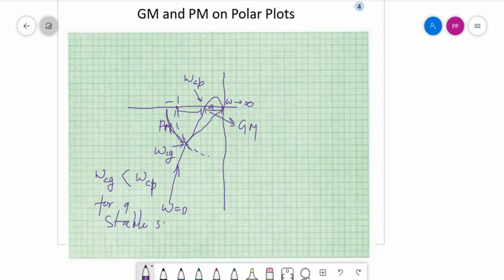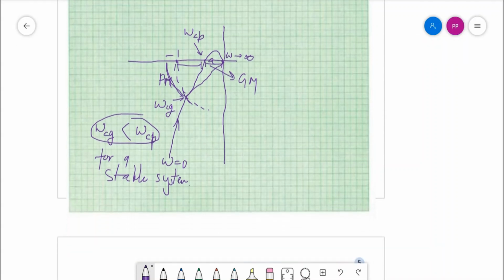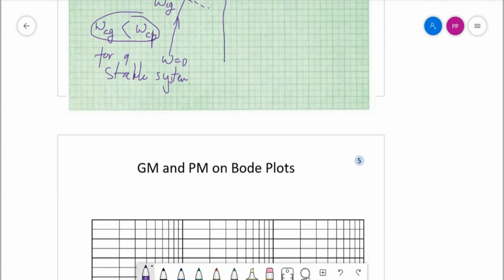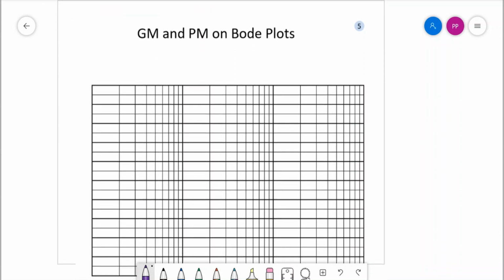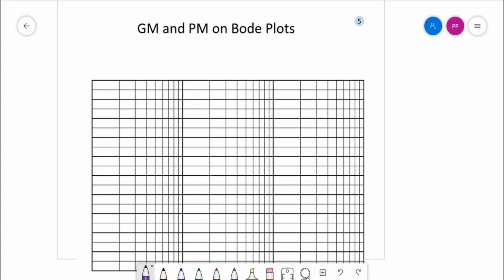Stable system. It is easy to draw and obtain gain margin and phase margin for a polar plot, but when we draw the Bode plot, we have to be a little careful, and we should use this knowledge while drawing the Bode plot. Let us see how the Bode plot will come for this.